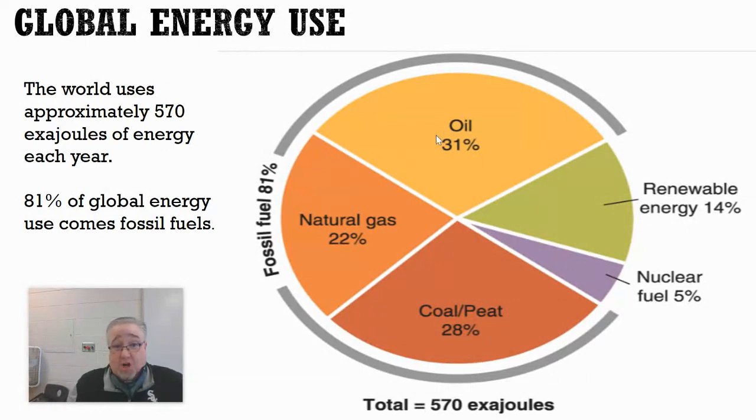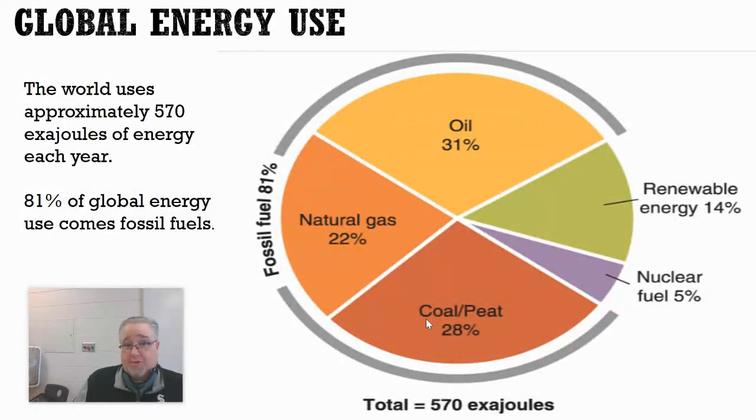These first three chunks of the pie here, this 81%, this is fossil fuel use. So 81% of that 570 exajoules is just utilizing fossil fuels: burning coal, burning natural gas, burning oil or gasoline, which is petroleum, for cars and things like that.